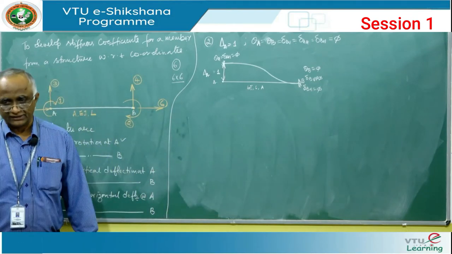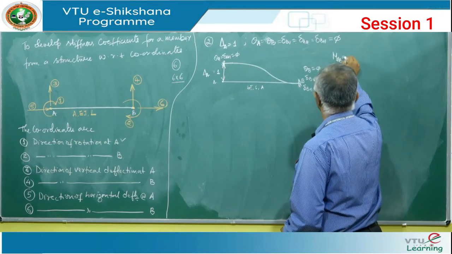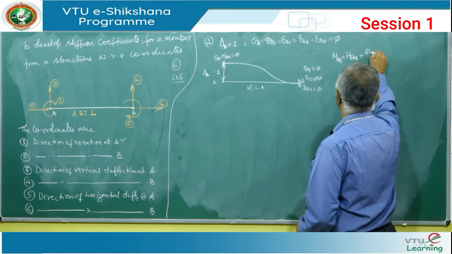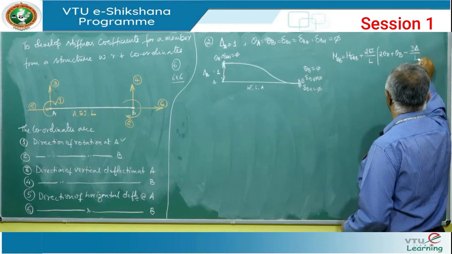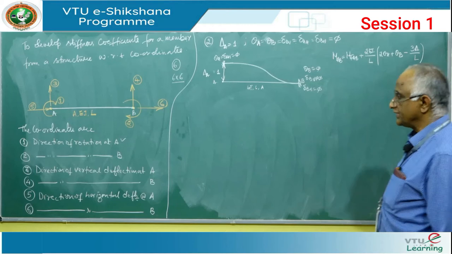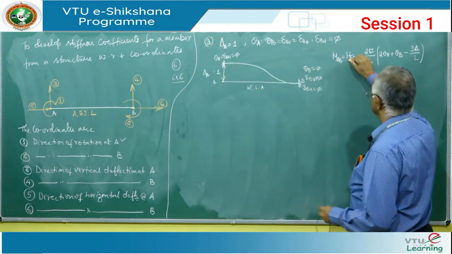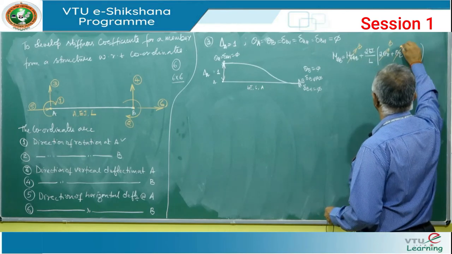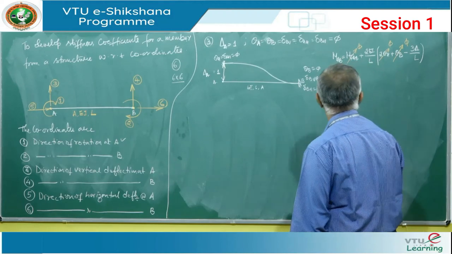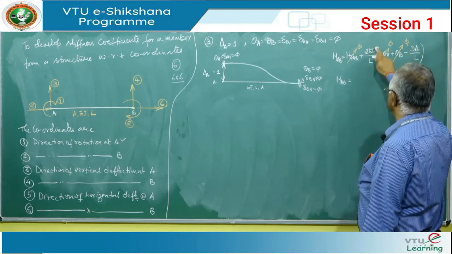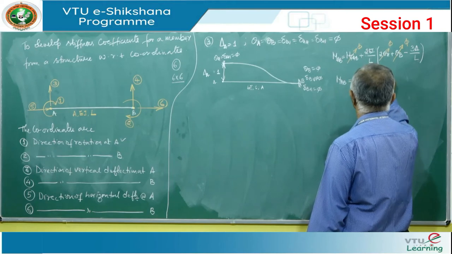So with respect to this, again we need to use the same conditions here, the same equation, MAB equals MFAB plus 2EI by L, 2 times theta A plus theta B minus 3 delta by L. Which are the quantities which are 0 here? Look at this condition 3 now. Except delta A, all of them are 0. So no load, moment is 0. No rotation at A, no rotation at B. What is the value of MAB now? MAB will be equal to 2EI by L into minus 3 delta by L. 2 into 3 is 6, so minus 6EI divided by L square into delta.